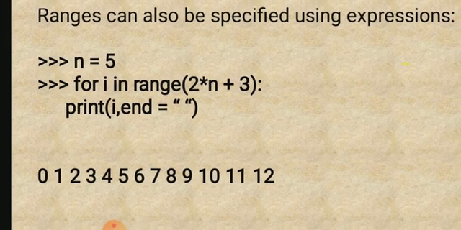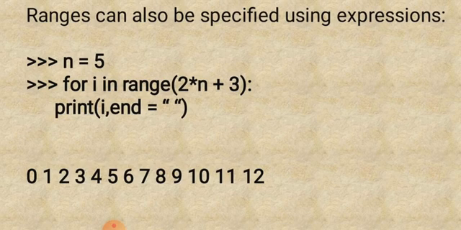Okay. Since here n is equal to 5, 2 into n, 2 into 5 will be 10, 10 plus 3, 13. So range of 13, which accepts from 0. If you are not specifying the beginning value, if you are specifying only a single value, it will be taken from 0 until before that number. So 13 means it will be taking 13 values, so 0 to 13, sorry, 0 to 12. Okay.